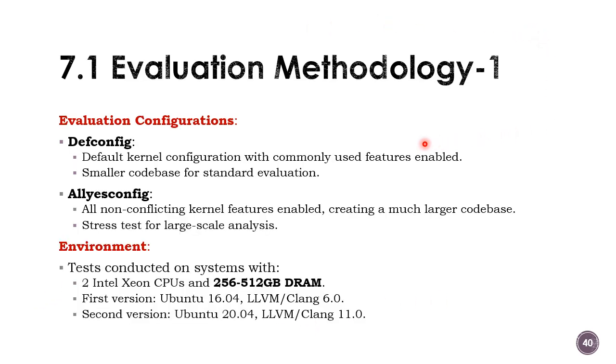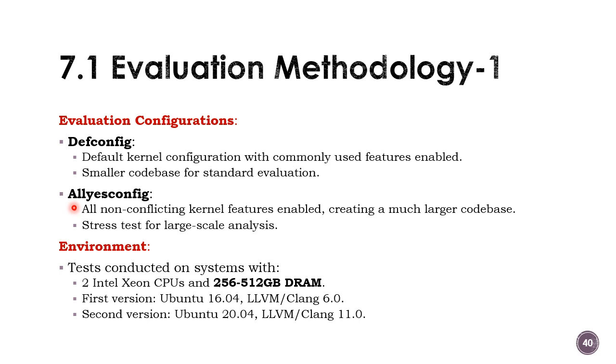Here in this slide, we will introduce the evaluation methodology of this paper. As we mentioned before, in this paper we have two configuration settings. The first one is defconfig, which is the default kernel configuration of the Linux kernel with some commonly used features. It does not turn on all the privileged functions and permission check functions, and is a smaller code base for standard evaluation.